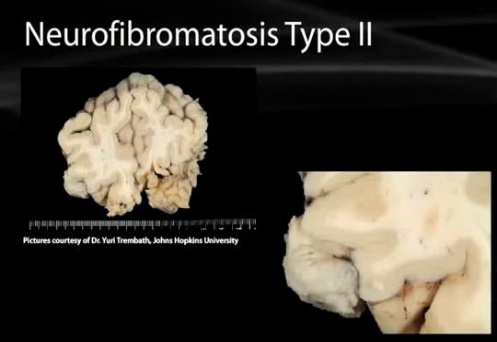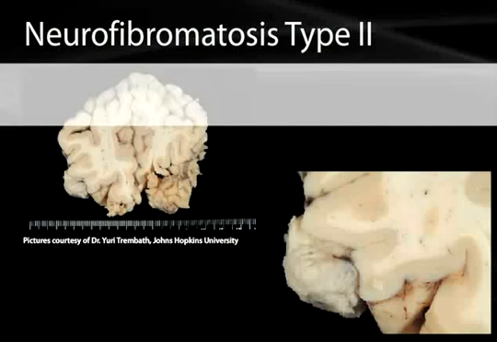Here is an example of the neurofibromatosis type 2. Do you see the abnormality? If you look on the left of the image, there is an acoustic neuroma that is abutting next to the brain.